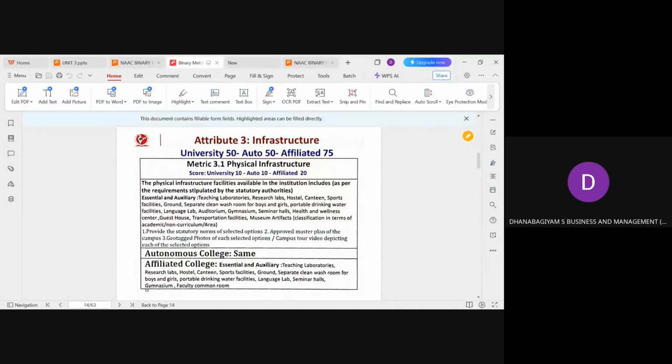We can have our own kind of museum. These are some of the essentials that need to be kept as resources, as a kind of physical infrastructure facilities. We can emphasize it, we can innovate it, we can renovate it. These facilities are always good for the institution as well as for our stakeholders. Similarly, it carries good weightage for our NAAC score.